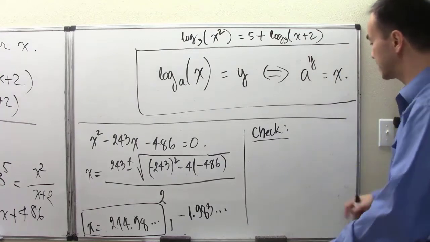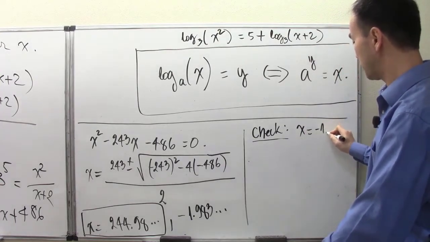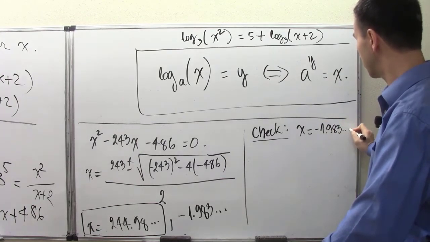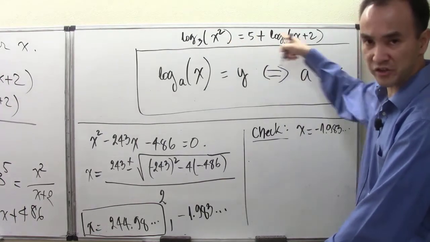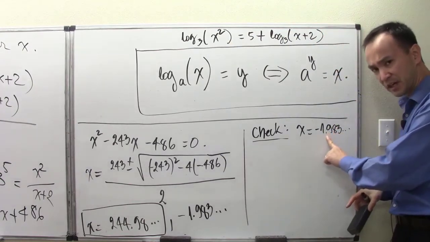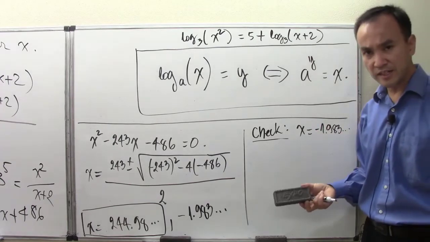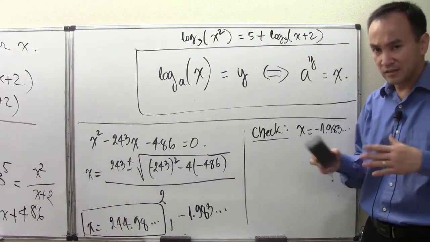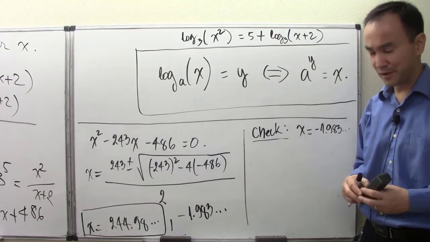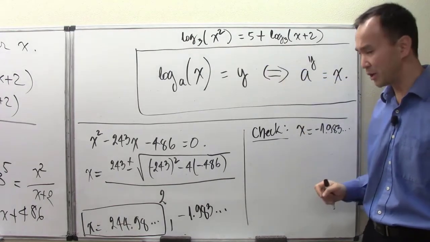And then for the other tentative solution, x equals negative 1.983 and a lot longer, I'm going to substitute that into each log term. Right now it's a negative value that we calculated, which rings a worrying bell. But let's just put that into the equation and see what happens.